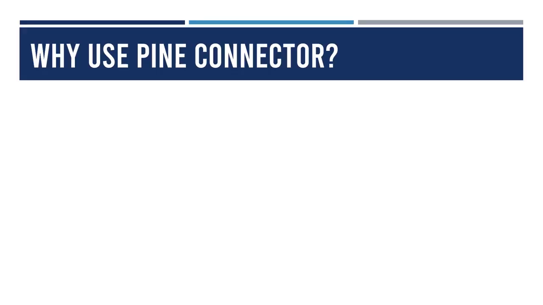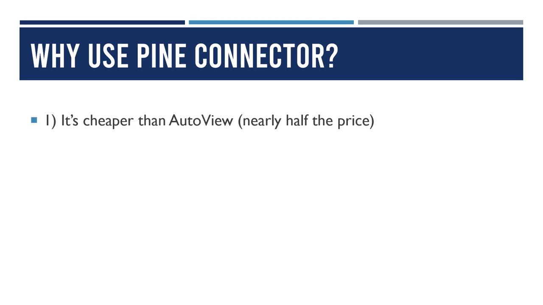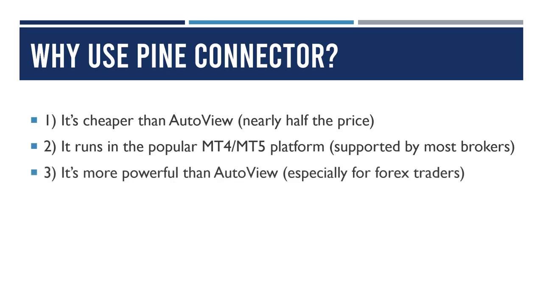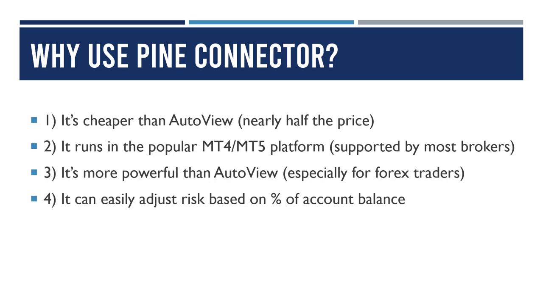The main differences with PineConnector is that it's cheaper than AutoView, nearly half the price. It runs in the popular advanced MetaTrader trading platform, which most brokers offer support for. It's more powerful than AutoView, at least for Forex traders. Now, the reason it's more powerful is because MetaTrader scripts can read your account balance and various other account details and open position information where AutoView does not.